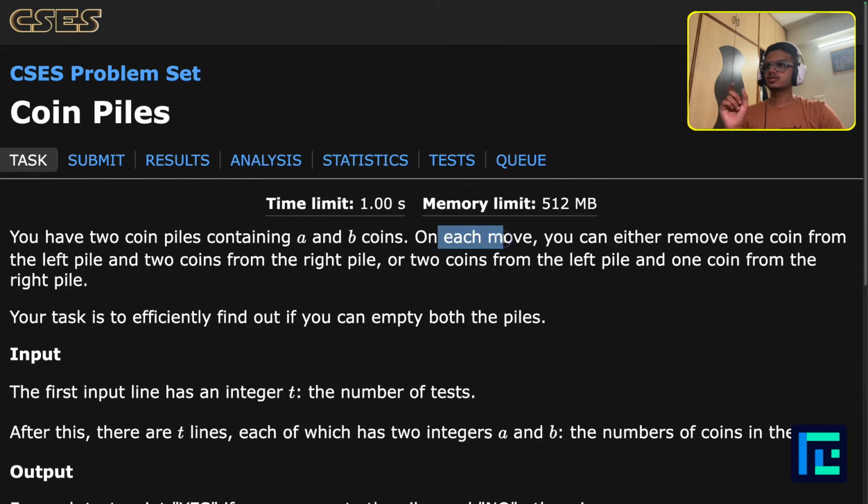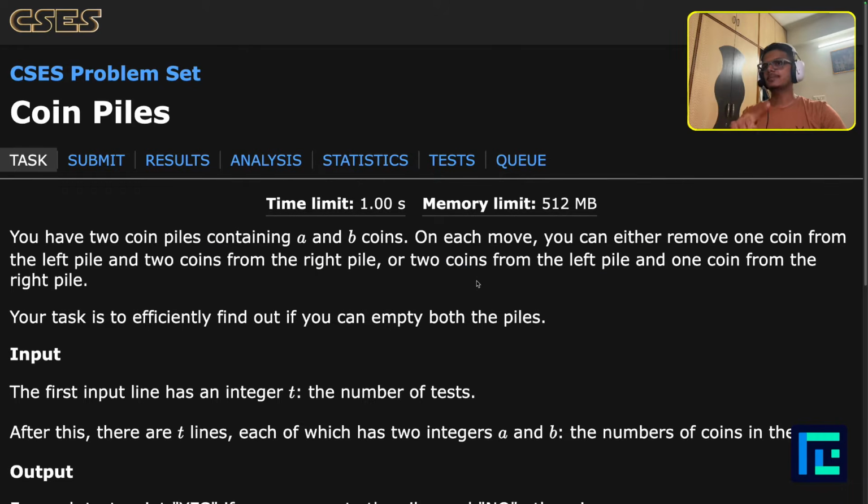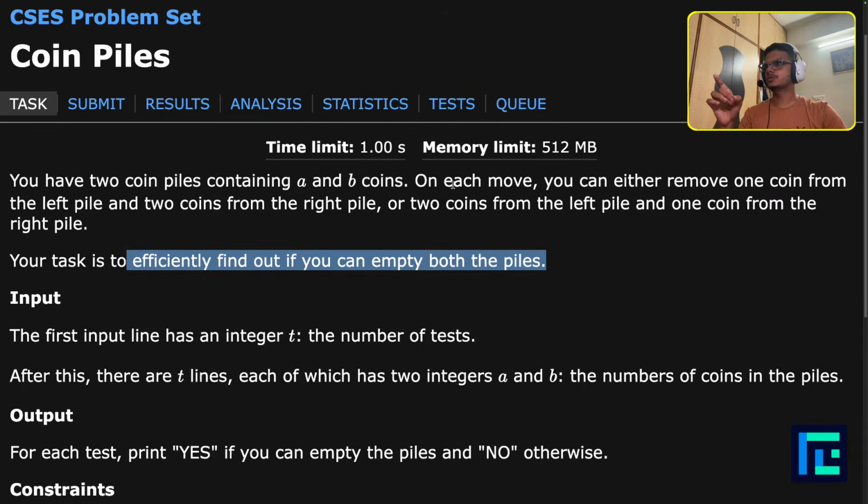On each move, you can either remove one coin from the left pile and two coins from the right pile, or two coins from the left pile and one coin from the right pile. In a way, you can subtract either 1, 2 or 2, 1. Either you remove one from the first pile and two from the second pile, or vice versa. The task is to efficiently find out if you can empty both the piles. So just by performing this move some number of times, can you make sure that both the piles are left without any coins?